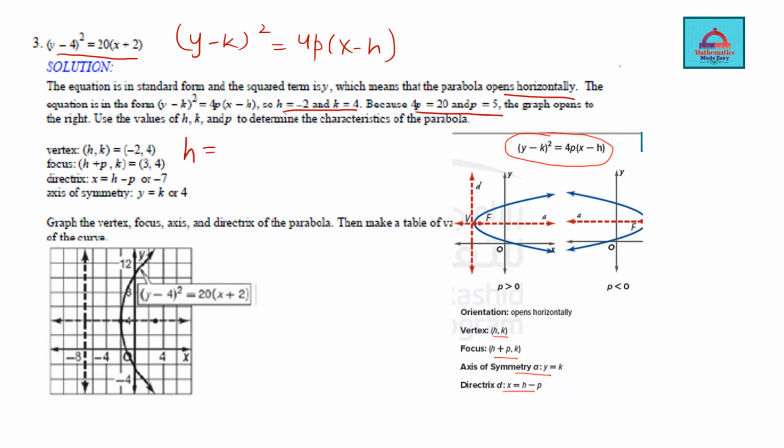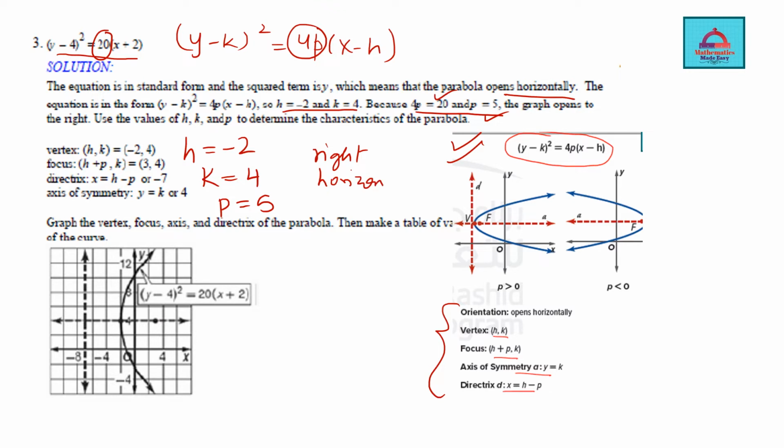So h comes out to be minus 2, k comes out to be 4 and p comes out to be 5. How do you get it? This 20 is 4p. So if 20 is 4p, p is 5. Now again, you'll use the formula sheet. I've put a picture here of the horizontal parabola. And since the coefficient of x is positive, it will open on the right. So this is a right horizontal parabola.